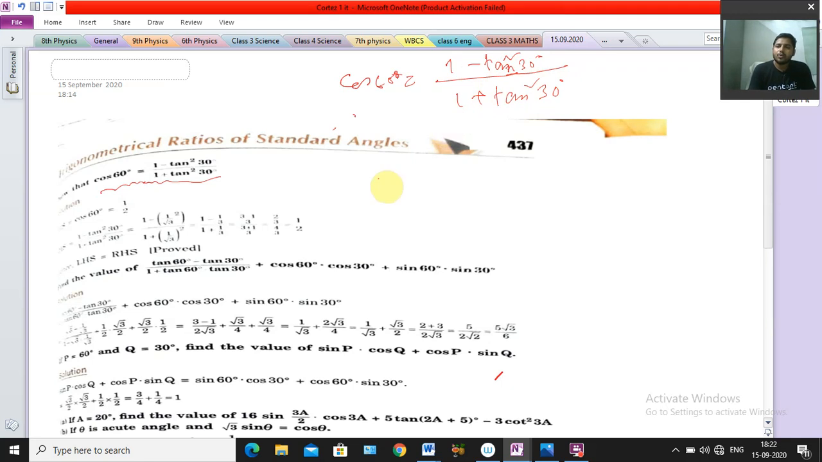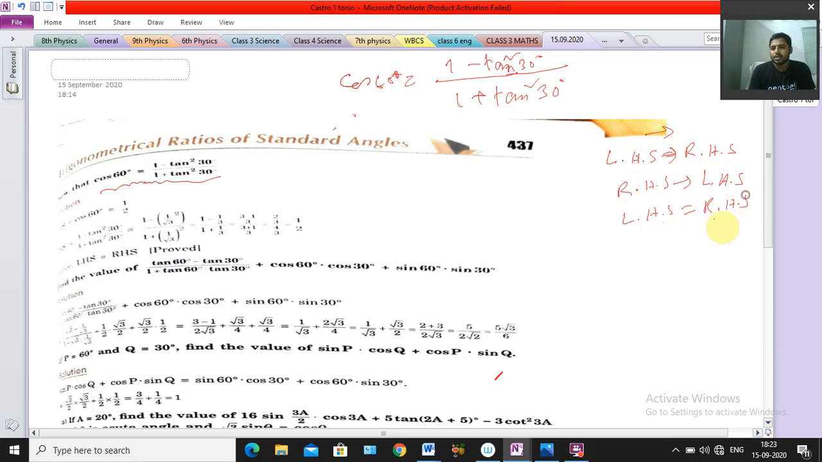So we can prove it anyhow. Suppose LHS to RHS, that one we can do. Otherwise RHS to LHS, that one also we can do. And another one, LHS equal to RHS. Three things we can prove it.